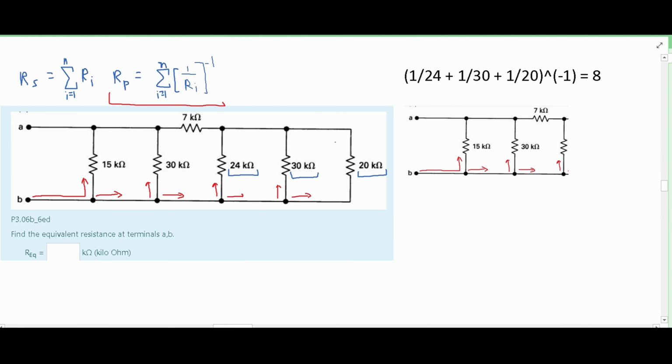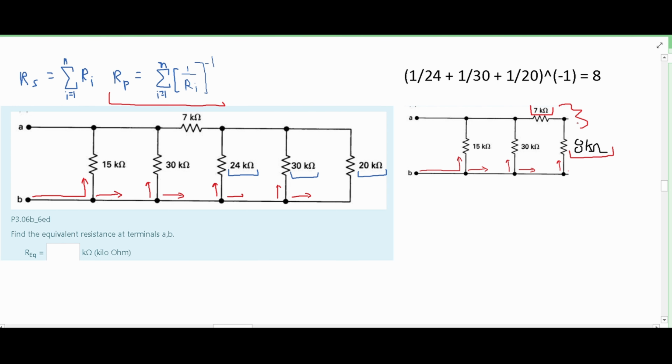I redrew the circuit. I did not include any of the right side because we are going to stop at this resistor and just have our 8 kilo ohms here. After this, there are a couple of things to note. First is that this 7 kilo ohm resistor and our 8 kilo ohm resistor are in series, so we can add them together.